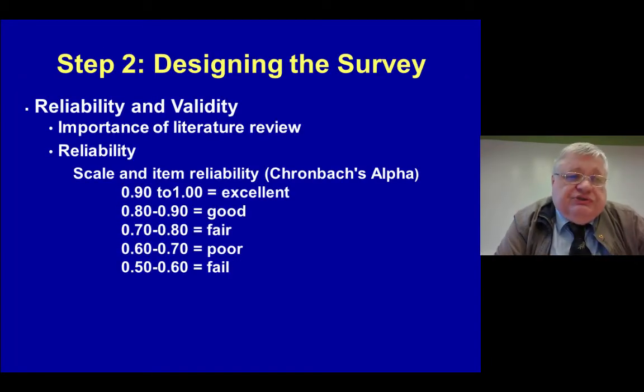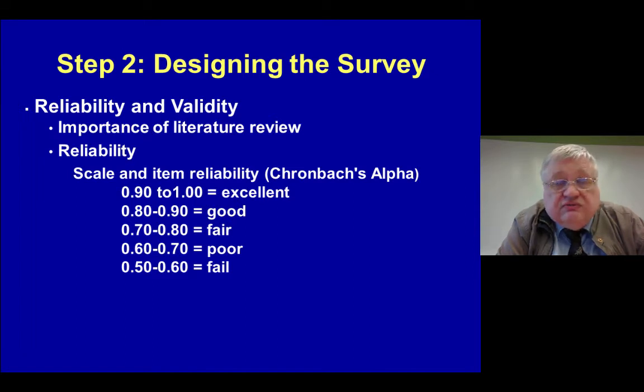Two things you need to consider: reliability and validity. Now, this is where the importance of your literature review comes back to haunt you. When you're looking at survey tools that have already been designed and reported in the literature, I want you to look at the reported reliability of that instrument. You'll see sometimes it's referred to as scale and item reliability or Cronbach's alpha. And here's an index to guide you. If they report anything below 0.7, don't use it.